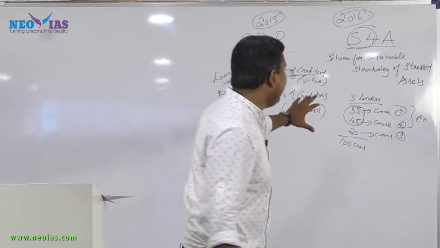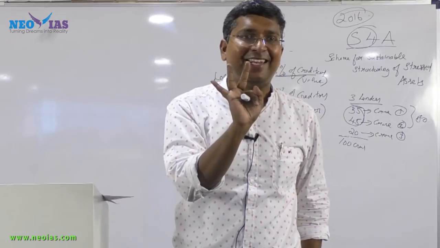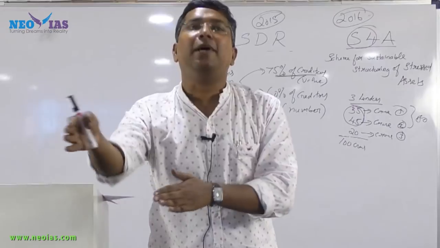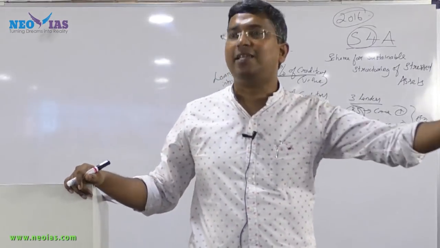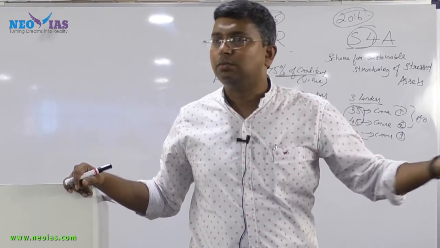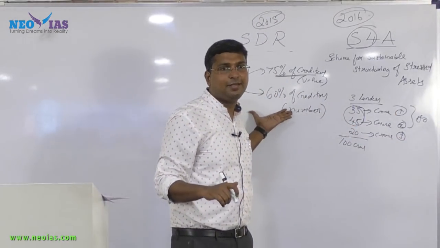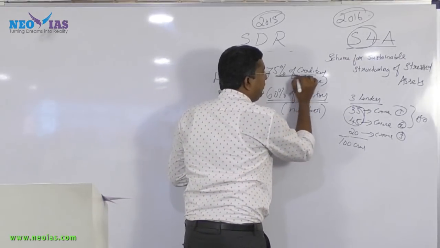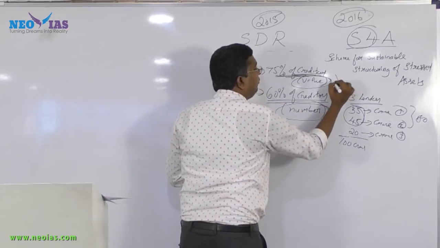See, 2 have agreed, and 3 lenders are there. So the second criterion is 60% of creditors by number. If 2 agree out of 3, it is 66% in terms of number and 80% in terms of value, then this proposal will be applied. So these two terms are very important. Don't get confused: 75% of creditors by value and 60% of creditors by number is very, very important.